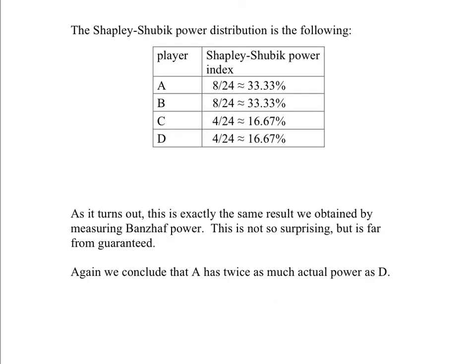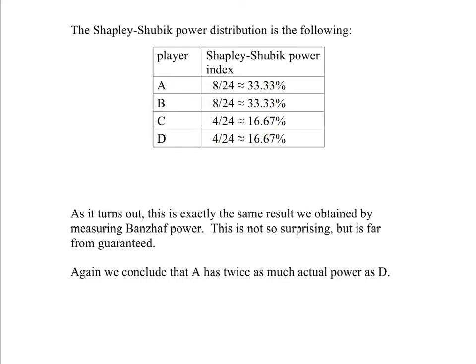Tallying up all the instances of pivotality, of which there are 24, the denominator is certainly, we know in advance, going to be 24 for each player's fraction. Well, A has 8 instances of being pivotal out of 24 sequential coalitions, and that's a third of the time, or 33.33% of the power. For B, it's the same thing, 8 24ths. For C, it's only 4 times being pivotal out of the 24 total, and for D also, it's 4 times out of the 24 total.